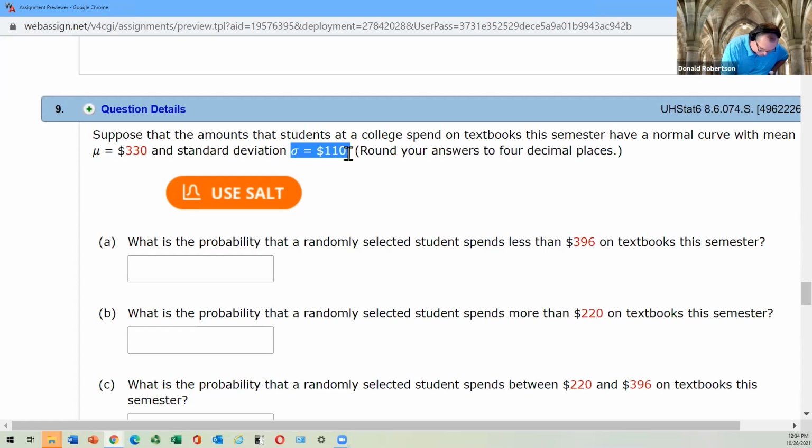Are we comfortable about those symbols and which one means the mean and which one means the population standard deviation? And 4 decimal places. Got to remember that. And the first question says, what's the probability that a randomly selected student spends less than 396?